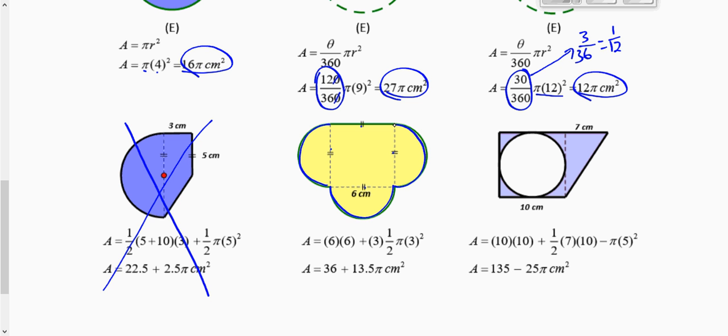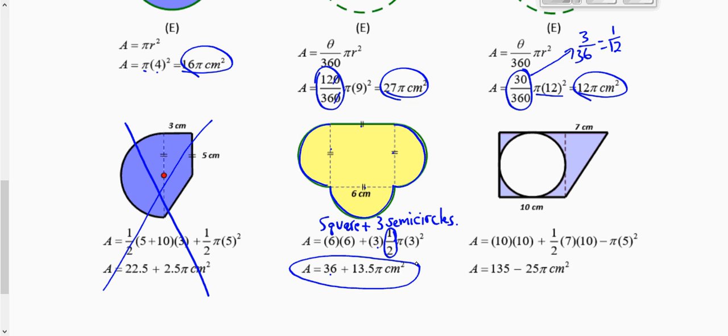So we could find the area of each of these by just adding them up, couldn't we? Wouldn't the total area be the area of the square plus 3 semicircles. Okay? So the semicircle area is 1/2 pi r squared, but we have 3 of them, okay? So that just ends up giving us 36 plus 13.5 pi centimeters squared.